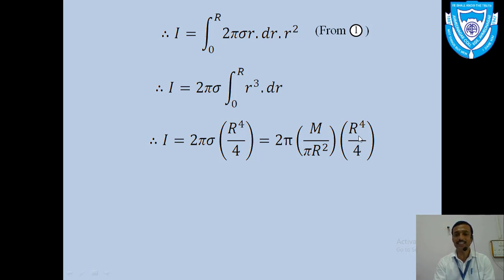If I cancel the terms, see here pi gets cancelled, then R square gets cancelled with R raised to 4, then this 2 cancels with this 4 and 2 remains at the denominator. So we get moment of inertia of the disk is equal to half mr square when the axis passes through its center and perpendicular to the plane. So we can say that moment of inertia of the disk is nothing but 1 upon 2 mr square.